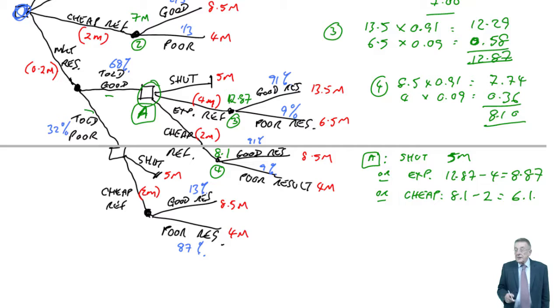Now it's our choice. Which would we choose if we ever got to that situation? We do market research, we say it's good. Well, obviously, we'll choose the highest. We'll choose to do expensive research. I'll mark it with a hatch line so I don't forget. And therefore, we know that the benefit of market research, if they tell us it's good, is that we'll end up with 8.87 million.